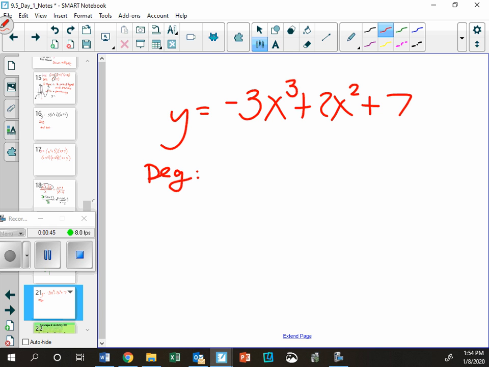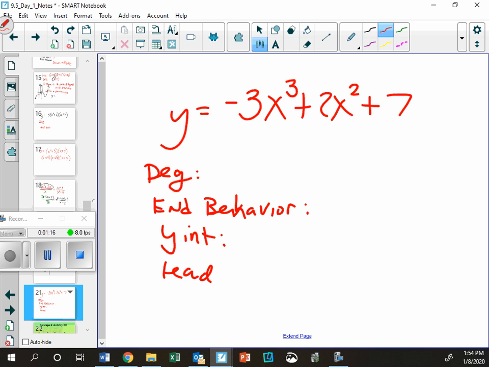And then next question, what's its end behavior? And don't forget there's 2 ends. I can't spell behavior apparently. There's 2 ends. If I were you, I'd always figure out the right end first and then the left end. Next, what's its y-intercept? Next, what's its lead coefficient?